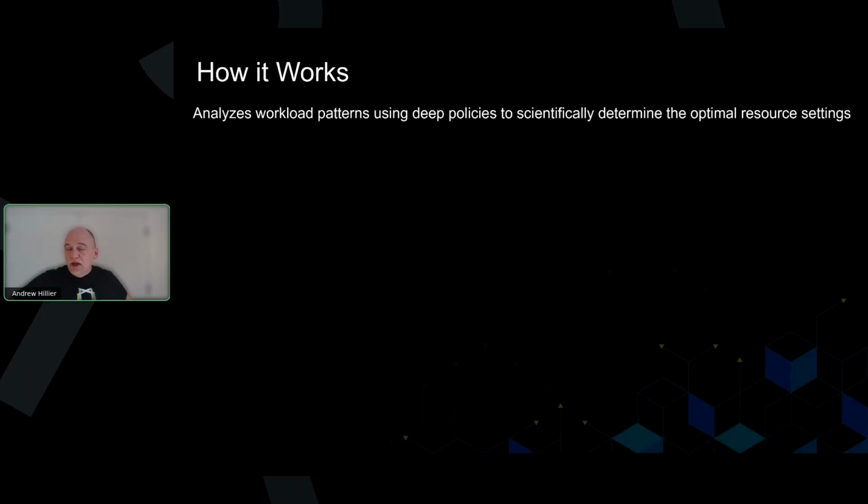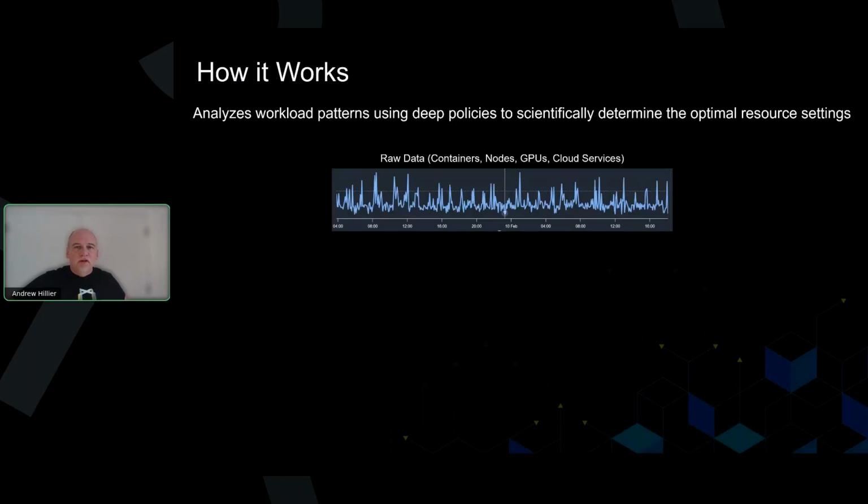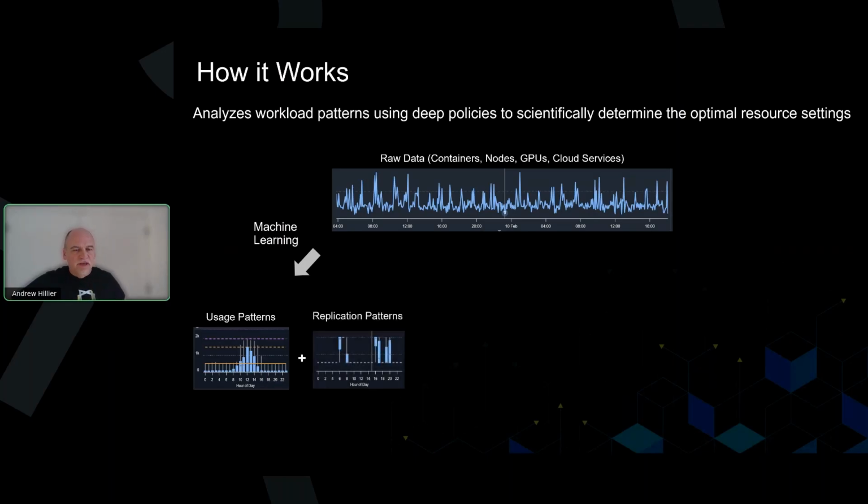Let's talk for a minute about how it works, what we actually do. What the product does is basically automate the setting of resources. And to do that, we pull in a lot of raw data. I'm going to talk about Kubernetes today, so GPUs running in Kubernetes environments, the node data, the GPU data, the underlying cloud data, and we take all that and we do machine learning on it to establish the patterns of utilization and the patterns of replication. So we build out some pretty sophisticated models of what's happening in these environments. I'll show you this live in a second.